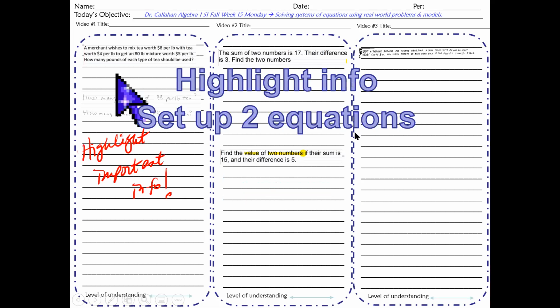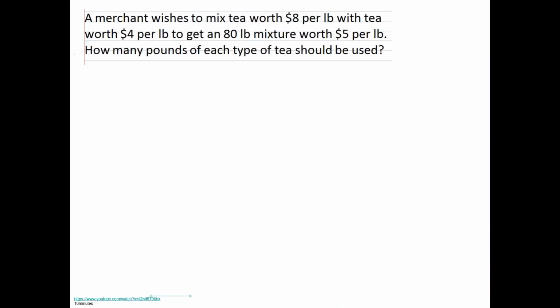All right, let's go ahead and get started with the first question. So I want you guys to read this and then highlight the important information, please, so that way you know how to set this up. All right, so a merchant wants to mix tea worth $8 per pound with tea that is worth $4 per pound to get an 80-pound mixture worth $5 per pound. So how many pounds of each type of tea should be used?